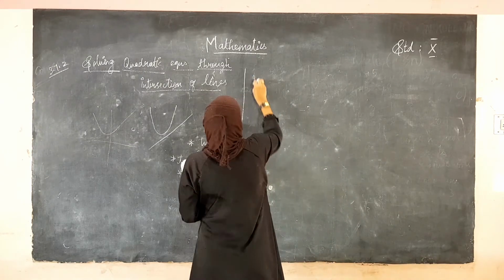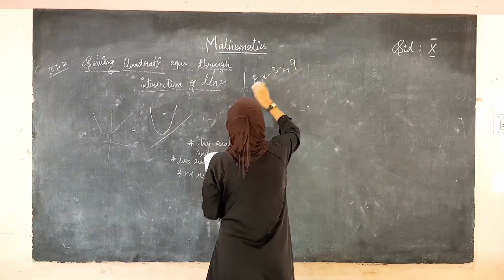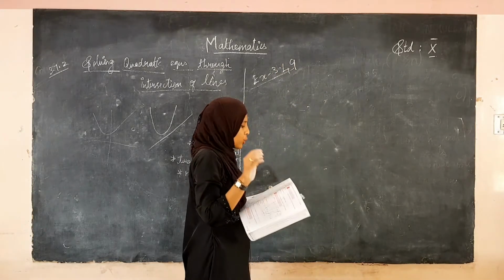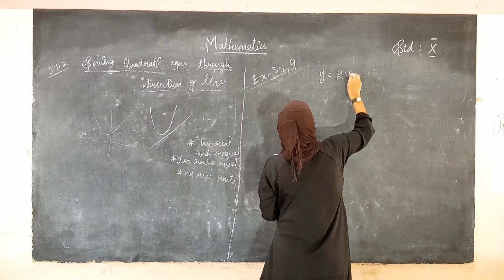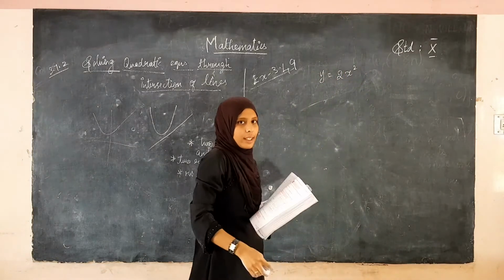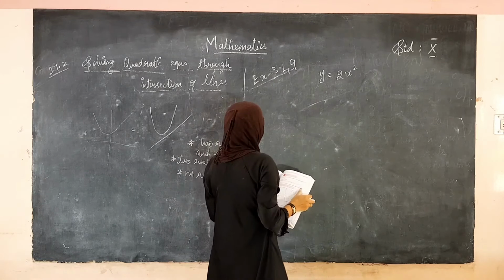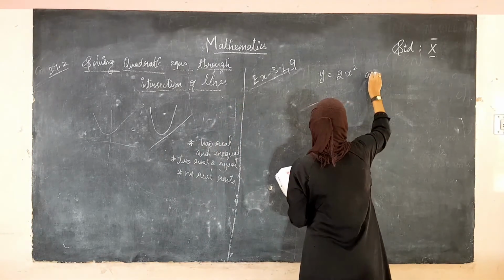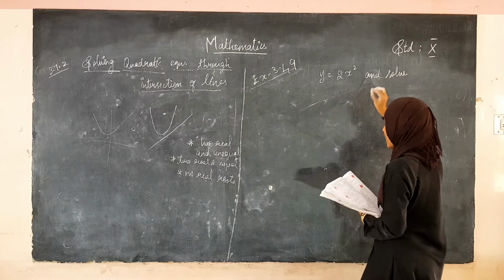Example 3.49. See the question: draw the graph of y is equal to 2x square. From this we can say this is in the form of a parabolic graph, right? y is equal to x square means it is a parabola. So y is equal to 2x square, and hence solve.